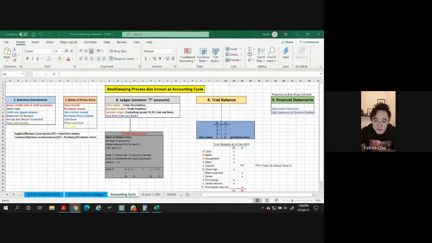Okay, yeah, so you see, right? If you guys want to understand how things are all related, this is the whole thing already. This is the whole process, from number one.